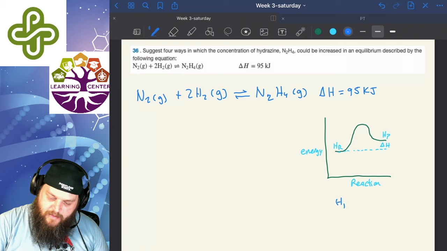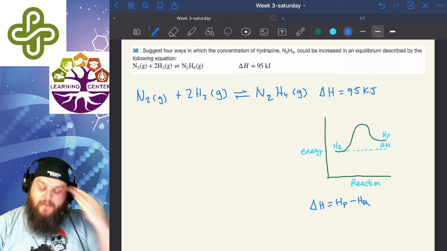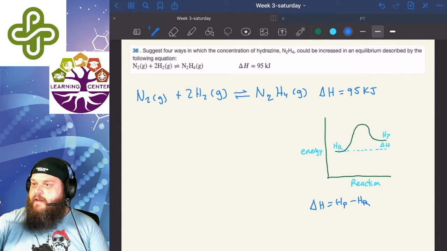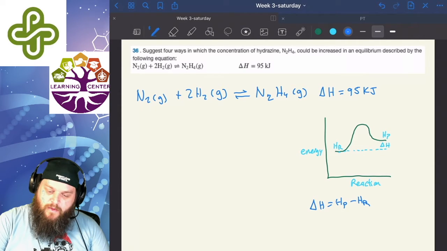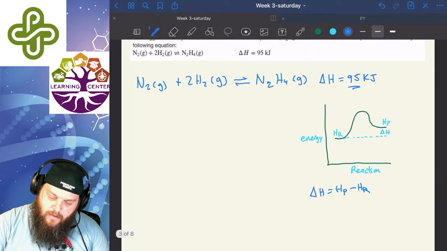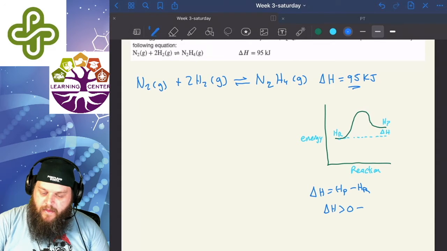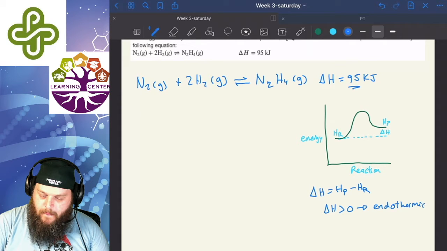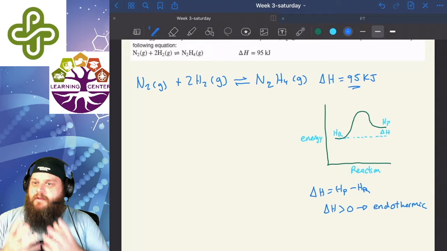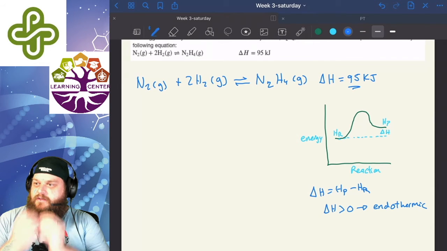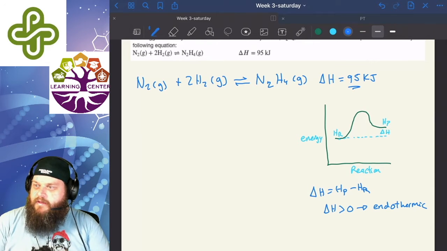So that's HP minus HR, I'll say, is equal to delta H. If the products have greater energy than the reactants, which it does in this case, we can see that delta H is going to be a positive number, greater than 0. This means it's endothermic. So it's actually absorbed some of the energy from the reaction and stored it in the chemical energy of the molecule itself.